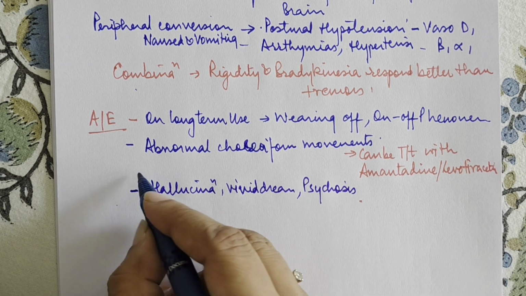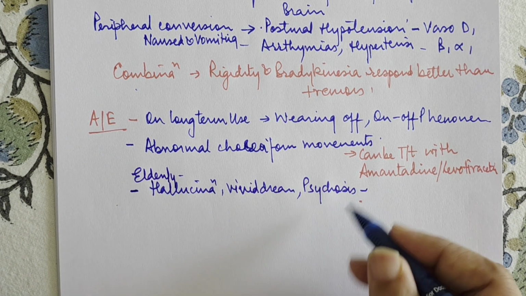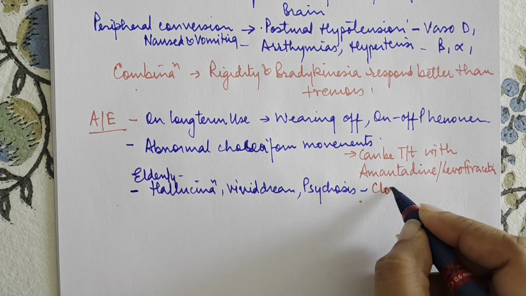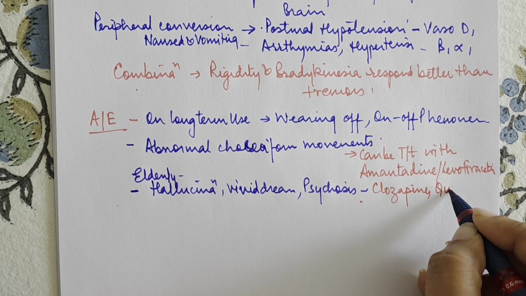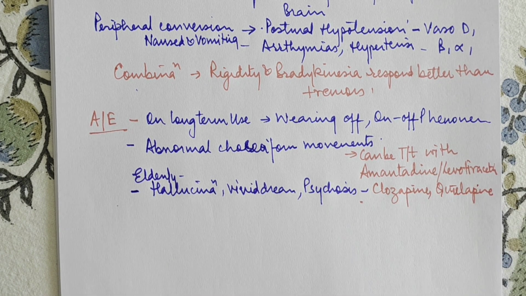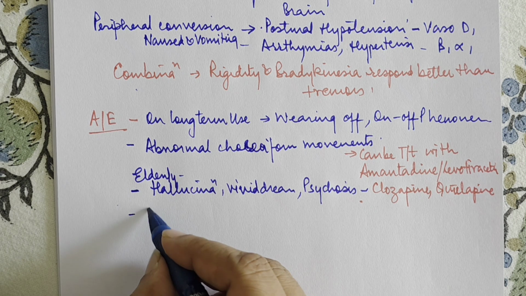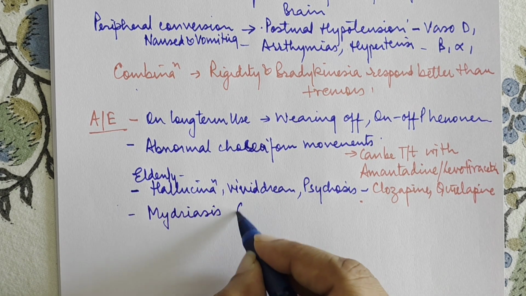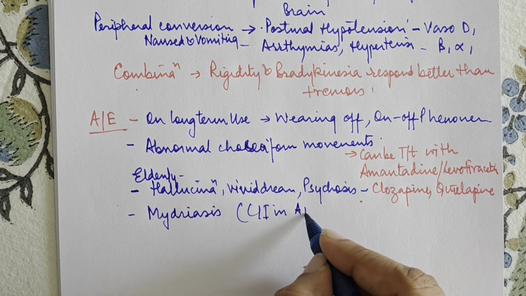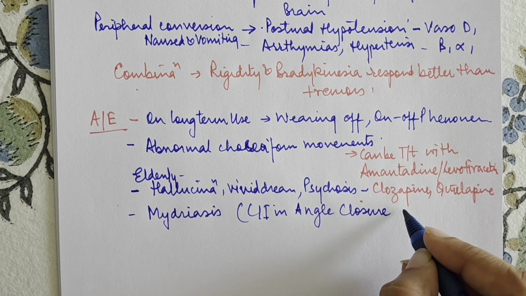Okay, then the next thing, L-dopa causes hallucinations, vivid dreams and psychosis. So in the elderly it can cause these symptoms. In that case the drugs that can be used are clozapine and quetiapine, right? Then it can cause mydriasis, so it is contraindicated in angle closure glaucoma.